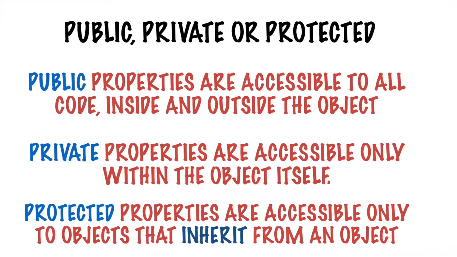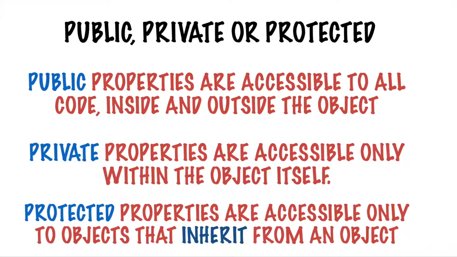Protected properties are accessible only to objects that inherit from an object. We haven't spoken about inheritance yet, so don't worry too much about it. But when one object inherits from another, the second object can view and access the protected properties of the object it inherits from.